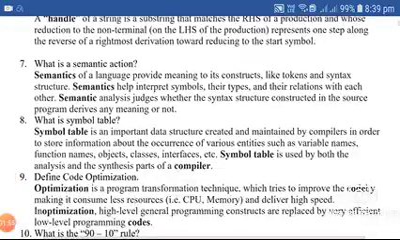Next question, what is a symbol table? A symbol table is an important data structure created and maintained by compilers in order to store information about the occurrence of various entities such as variable names, function names, objects, classes, interfaces, etc.